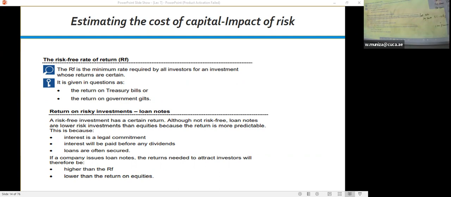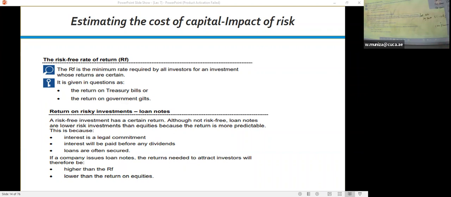The risk-free rate of return is the minimum rate required by all investors for an investment whose returns are certain. So this risk-free rate is for the investments which are very certain to be made. It is given in the questions as the return on treasury bills or the return on government gilts. Return on risky investments, loan notes.